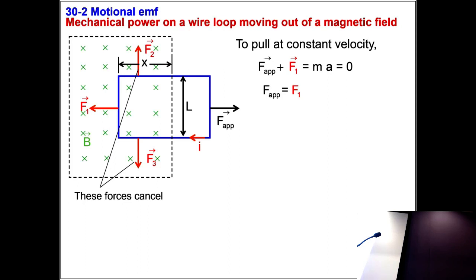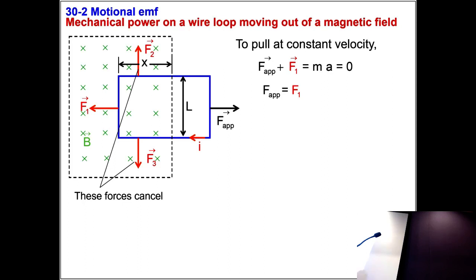So let's do ILB. The current is moving up, so the L vector is up. The B vector is into the page. The force is like this. This is the force that this loop will experience due to the current being in a magnetic field. So the fact that we are inducing a current here means this loop will be subjected to magnetic forces due to the existing magnetic field. Okay?